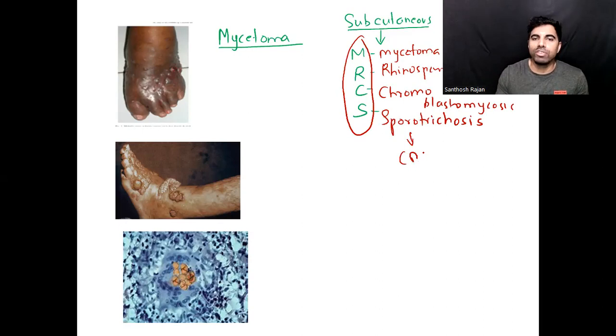The only dimorphic fungus which is causing a subcutaneous infection is sporotrichosis. That is one question repeatedly asked. Another one: chromoblastomycosis is not a dimorphic fungus. It is just causing a subcutaneous infection. That's the thing I want you to remember.